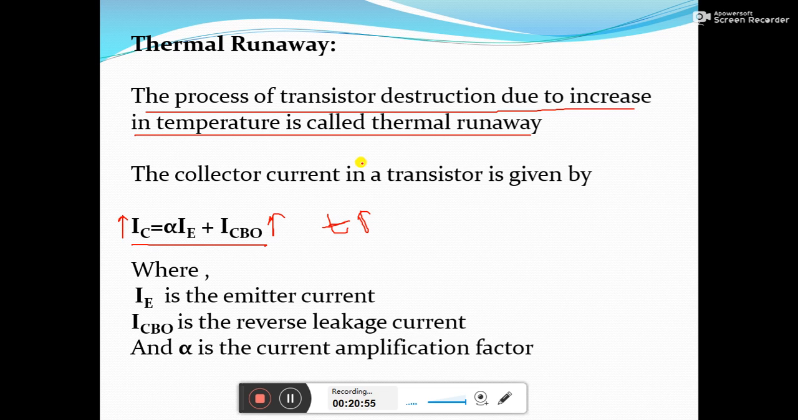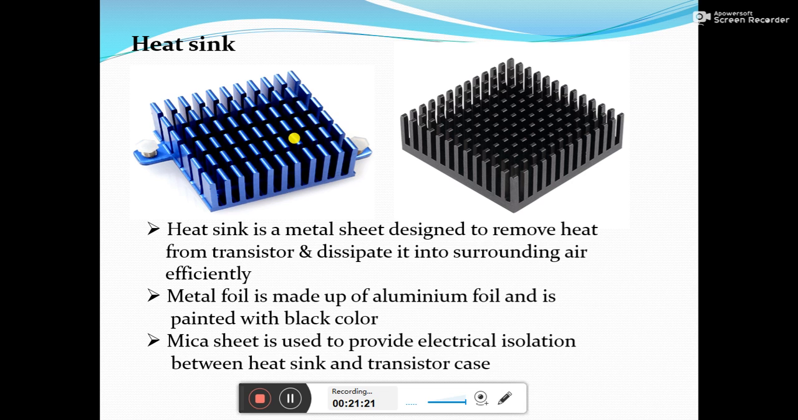This phenomenon is observed normally in power transistors, not in normal transistors. Power transistors are those transistors which are meant to be used in power applications. How do we avoid this thermal runaway, how do we avoid the destruction of a transistor? We should use a system called a heat sink.